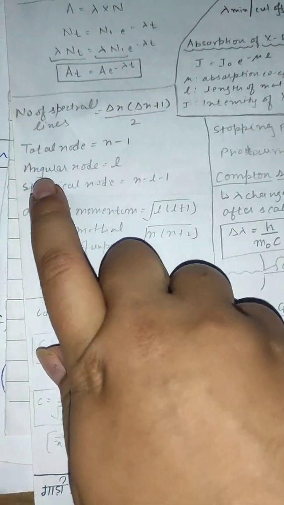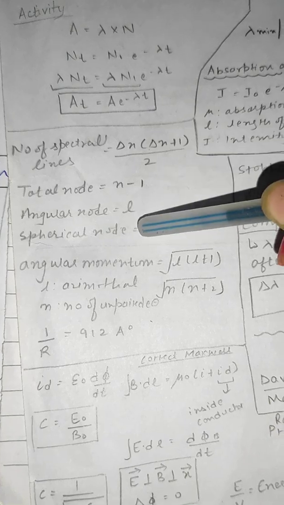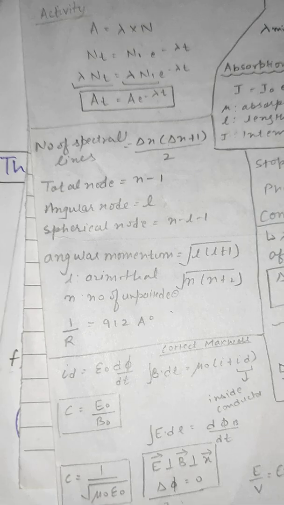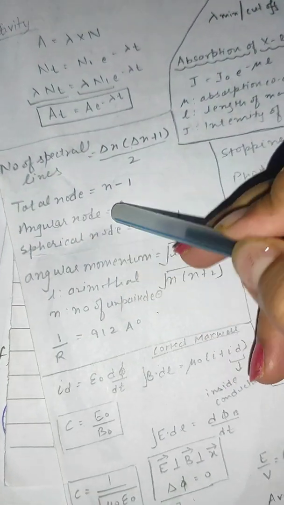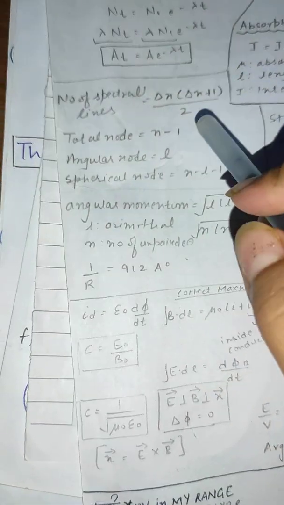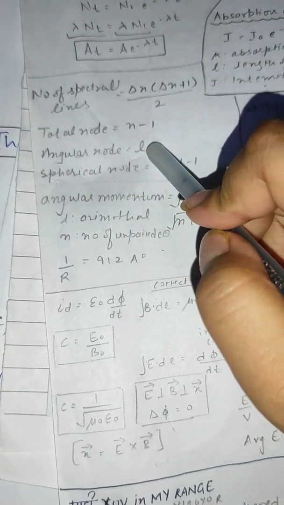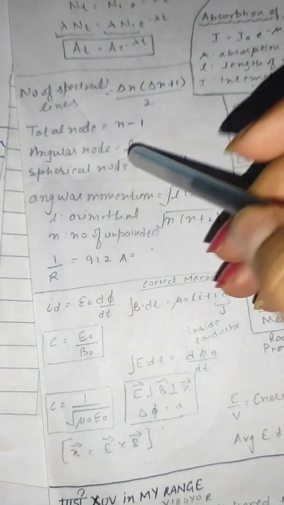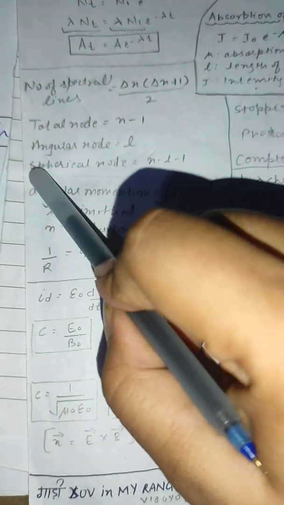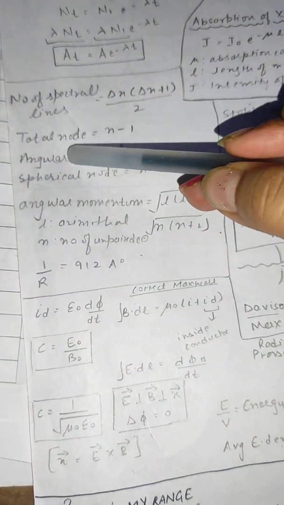So it talks about angular nodes, which is okay. Before we begin with this, L is the azimuthal quantum number, n is the principal quantum number. The number of angular nodes is equal to the azimuthal quantum number l. Spherical nodes is equal to n minus l minus 1. Add them up, total nodes is n minus 1.